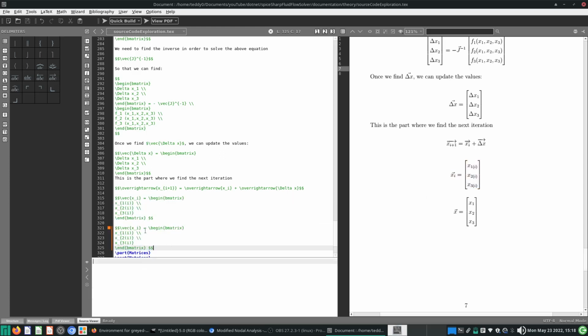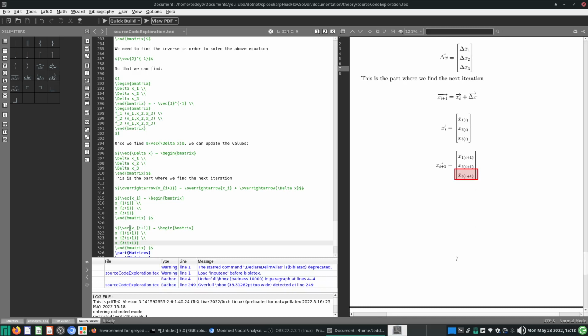Okay, so this I is actually the iterations. So this is the I plus 1 bit. And again, I'll use override arrow just to make things consistent.